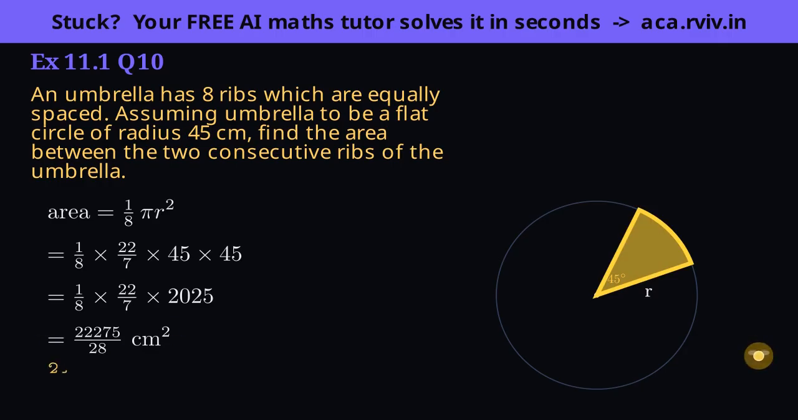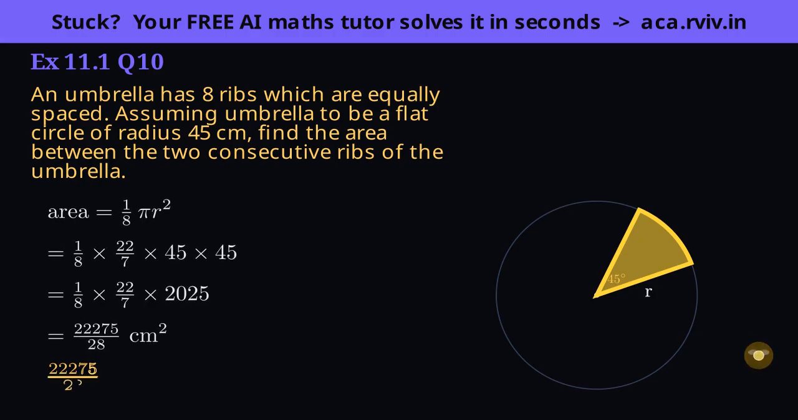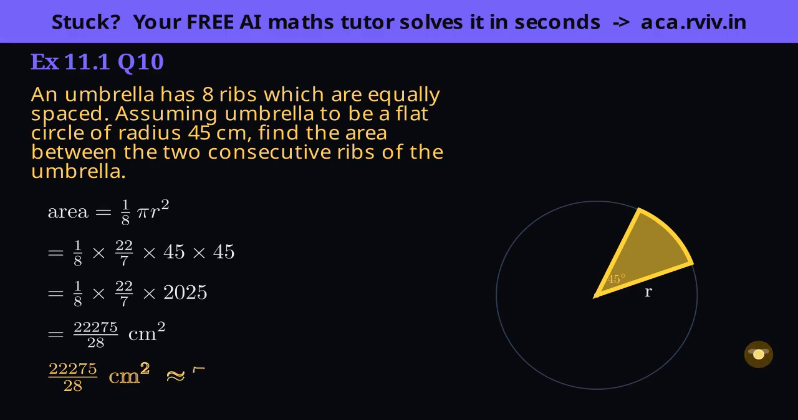The recurring shortcut, equally spaced, spokes, umbrella ribs, wheel spokes, brooch wires, always mean equal sectors, so each gap is simply the whole circle divided by the number of gaps. Spot that and you skip the angle entirely.